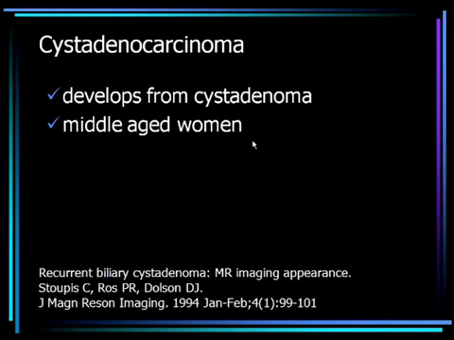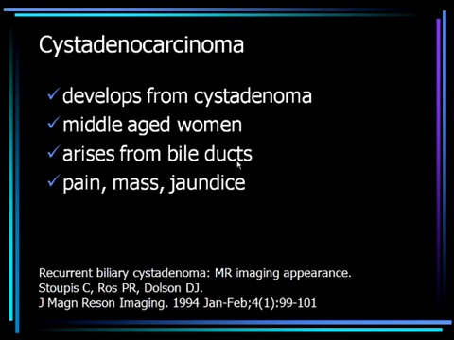They are seen in women. It's a lesion that arises from the bile ducts, and you might have a mass and a jaundice. And normally it is multiloculated, but it could be uniloculated. It looks like a cyst.